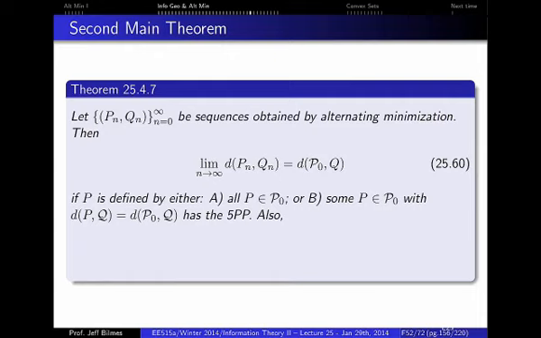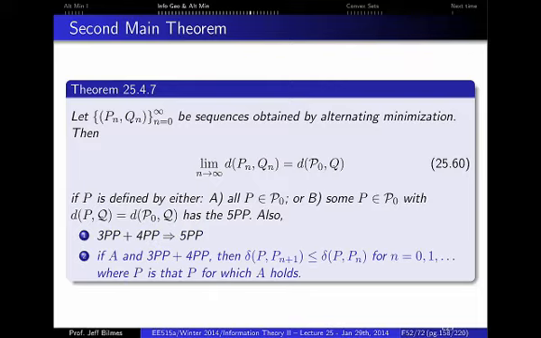Now, this is sort of the second main theorem that we want to define. So it's basically saying we've got this set of sequences defined by alternating minimization. Then this is true. We get this convergence. If either of these conditions are true, A or B, meaning that P is equal to P naught, or we start with P being in P naught with this being true, okay? And that has the 5 points property. And also, the 3 points property and the 4 points property imply the 5 points property.